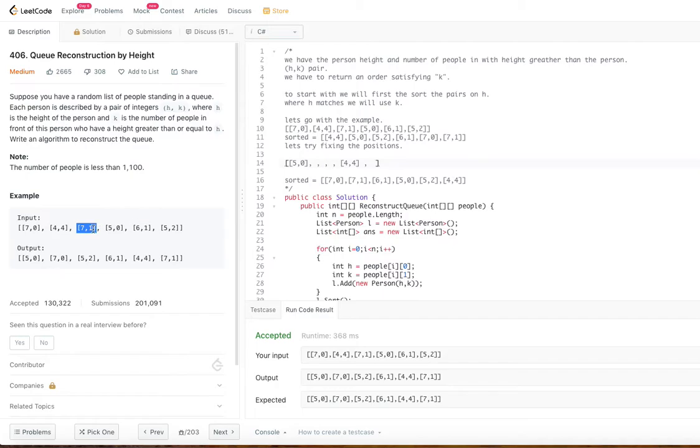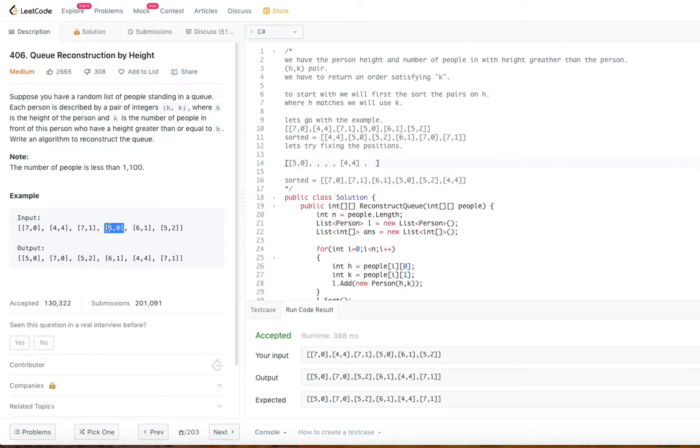So for example, if you look at the input, obviously if you look at the first person, there are no people in front of him, right? Assuming this is the 0th position in the queue, for this it is satisfied. But for this one, there must be 4 people in front of him whose height is greater than or equal to 4, but there is only one person in the given input. Likewise, here there is 7. For this also it is satisfied, right? There is only one person whose height is greater than or equal to 7, so it is satisfied.